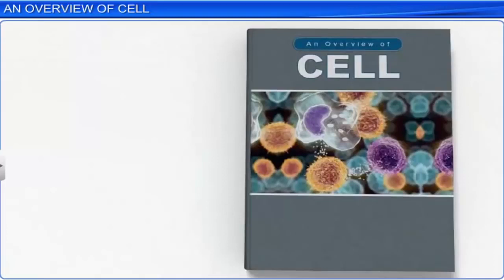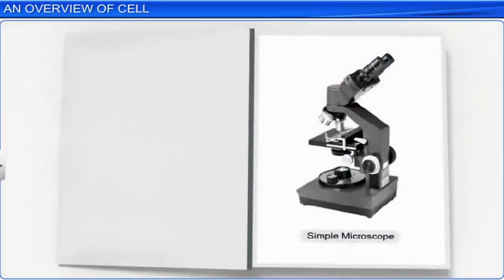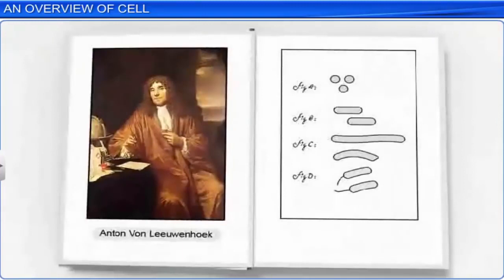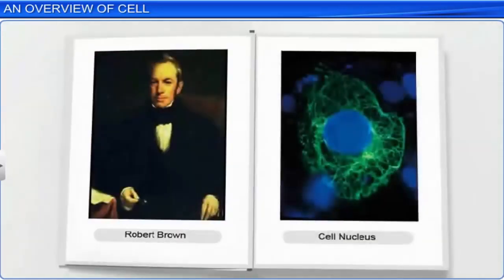Scientists didn't know about the existence of cells until the invention of the microscope. Anton van Leeuwenhoek, an amateur Dutch scientist, is credited as the first person to see and describe living cells. Later, Robert Brown expanded on Leeuwenhoek's studies and pointed to the presence of a cell nucleus.